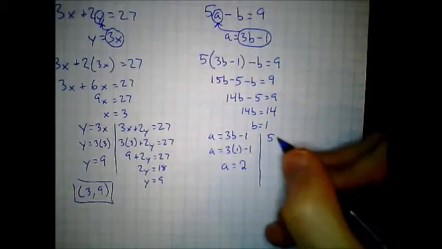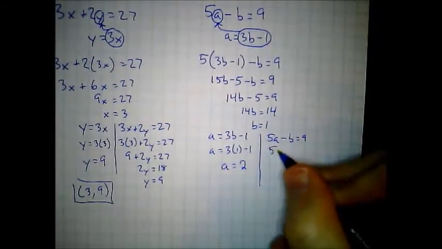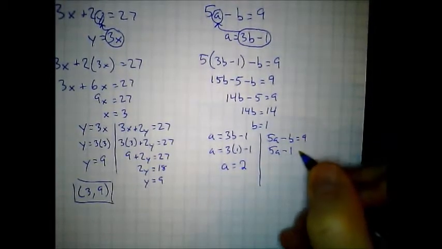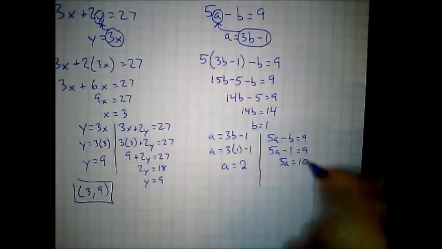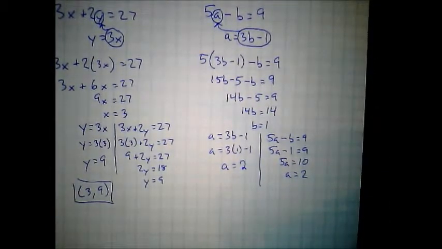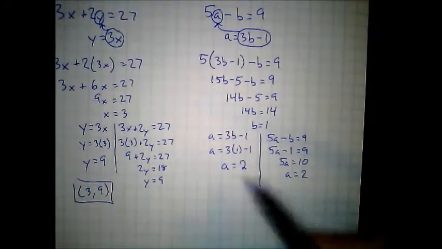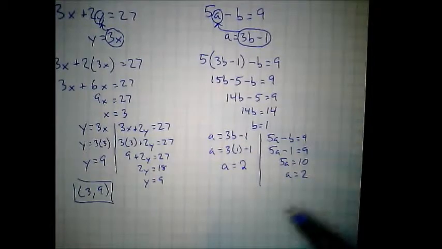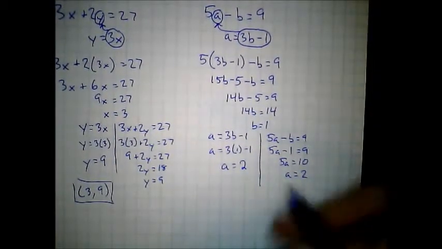So I have 5a minus b equals 9. So I substitute 1 in for b. So 5a minus 1 equals 9. Add 1 to both sides. 5a equals 10. Divide by 5 and I get a equals 2. Now all we're doing here at the bottom is just finding the value of a and making sure it's the same. Okay, like I say all the time, it's better to take the extra time and get the problem right than get it wrong very quickly.